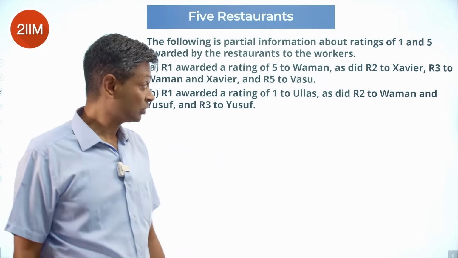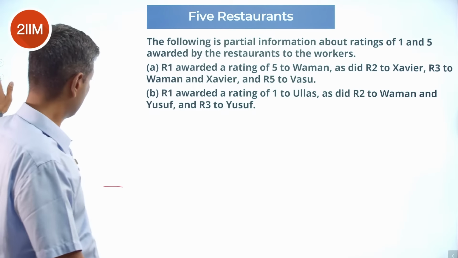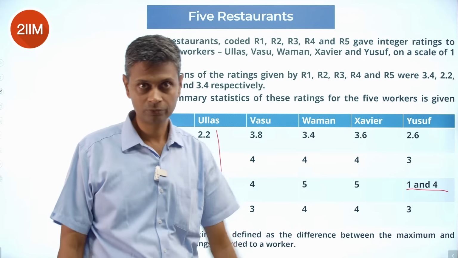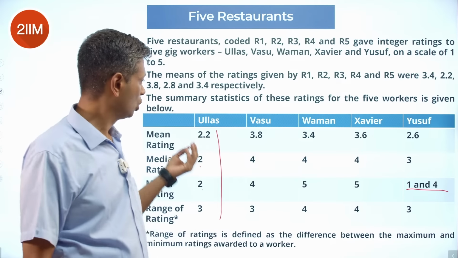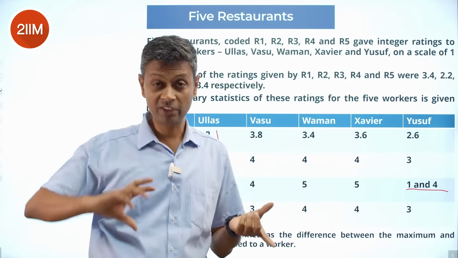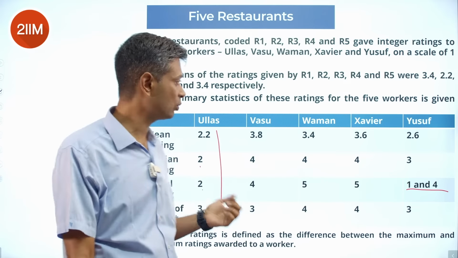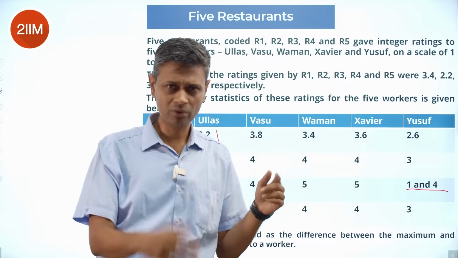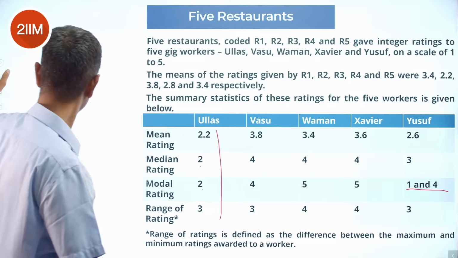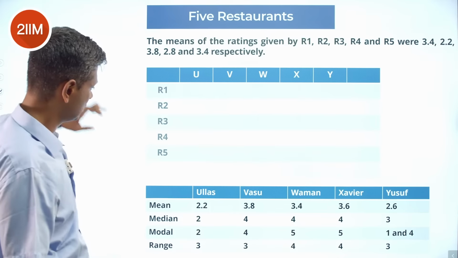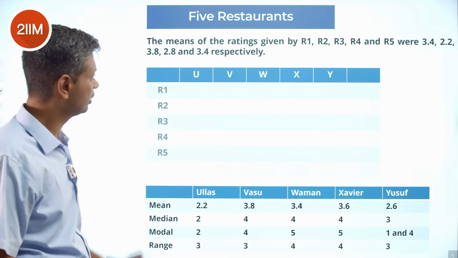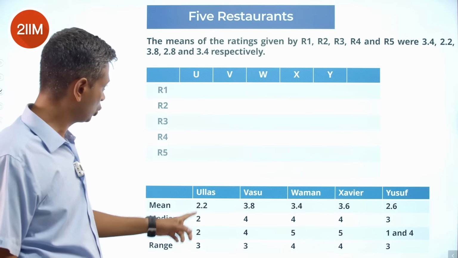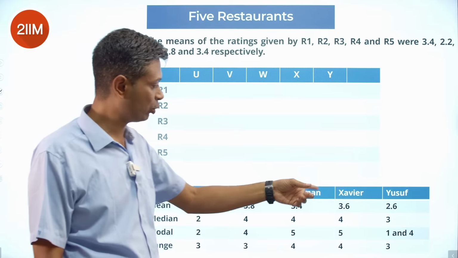I think the restaurant-to-individual data is going to give us more. So I think we can carve out the Ullas, Vasu, Vaman, Xavier, Yusuf information better than we can carve out R1, R2, R3, R4, R5 for Ullas, that kind of sequence. So I'm going to attack what is simpler. R1, R2, R3, R4, R5, U, V, W, X, Y. Mean is 2.2, 3.8, 3.4, 3.6, 2.6.